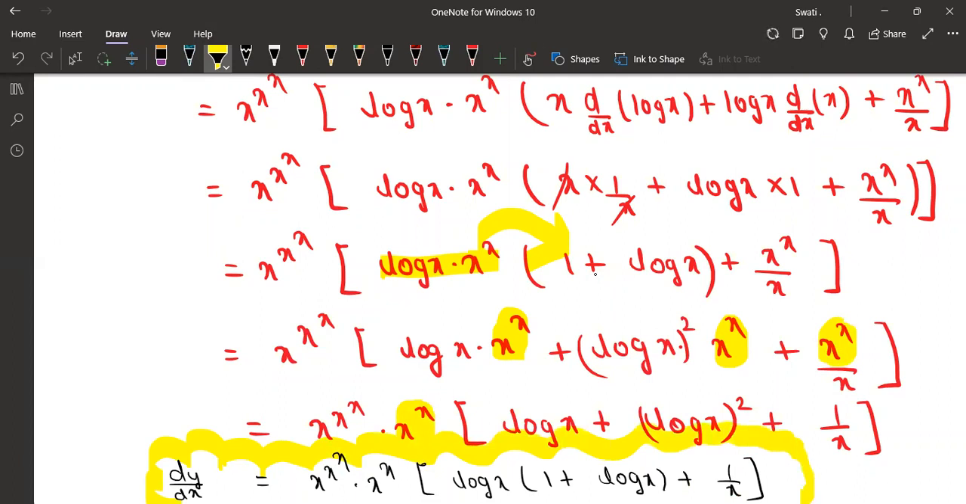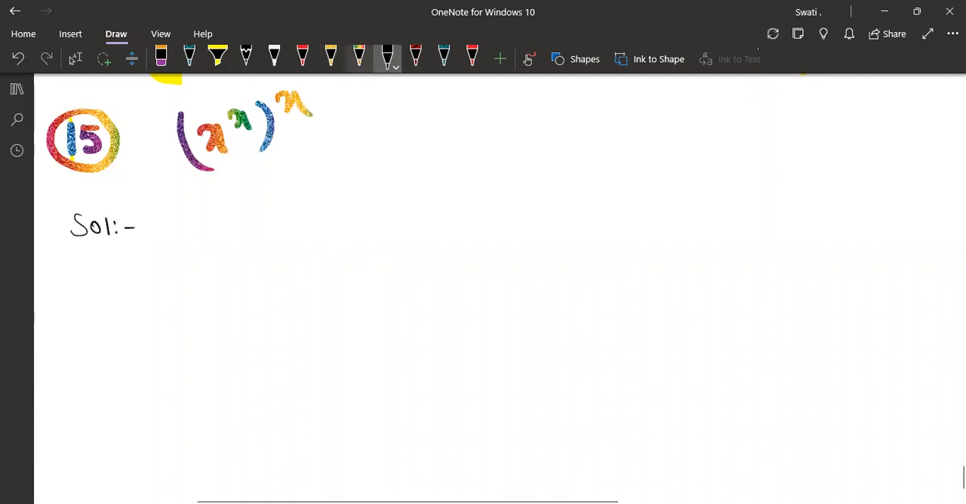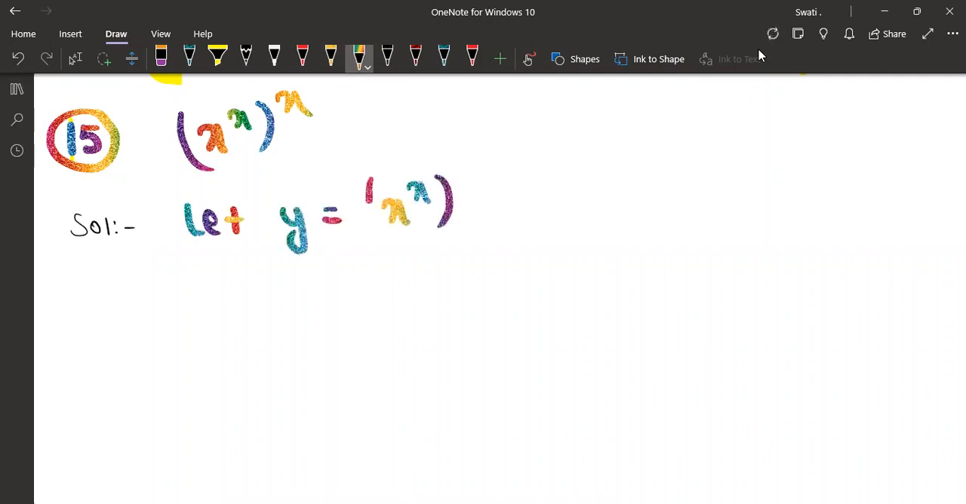All right, now we can move to our last question for the day. So our last question is we have to differentiate x raised to x raised to x, right? So this is our question. Now to solve this, the very first thing, of course, we will take this as let y is equal to x raised to x raised to x, right?